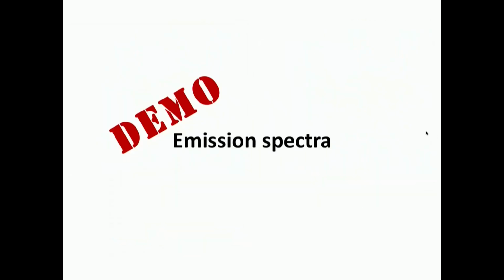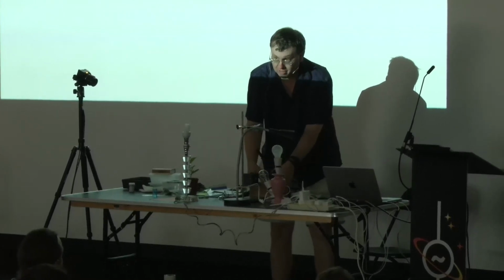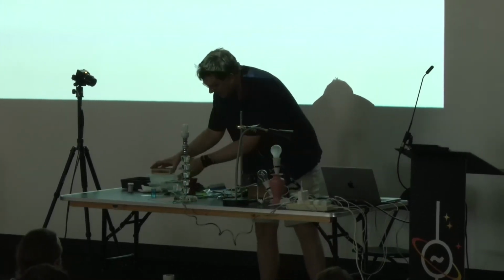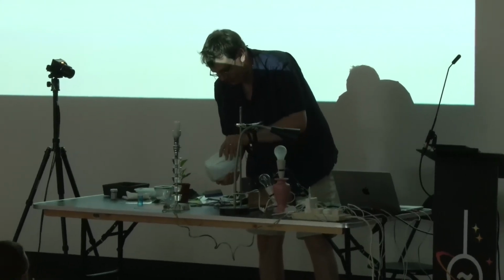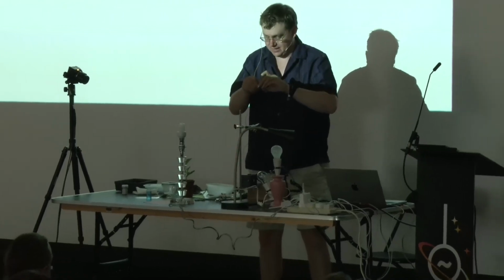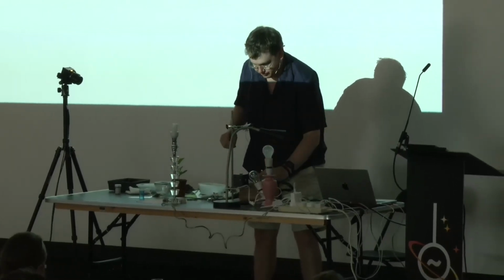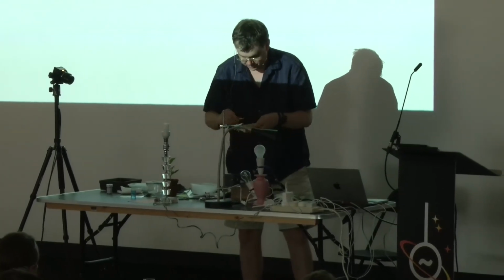The other thing I want to demonstrate, and this is the bit that's a little bit experimental of my talk, but we'll see how we do, is emission spectra. So there we were looking at what happens to light when it goes through something. Here we're going to look at what happens to the light coming from something. So I have some normal tea light candles here, and I'm going to put my tea light candle down there, and I'm going to light it.